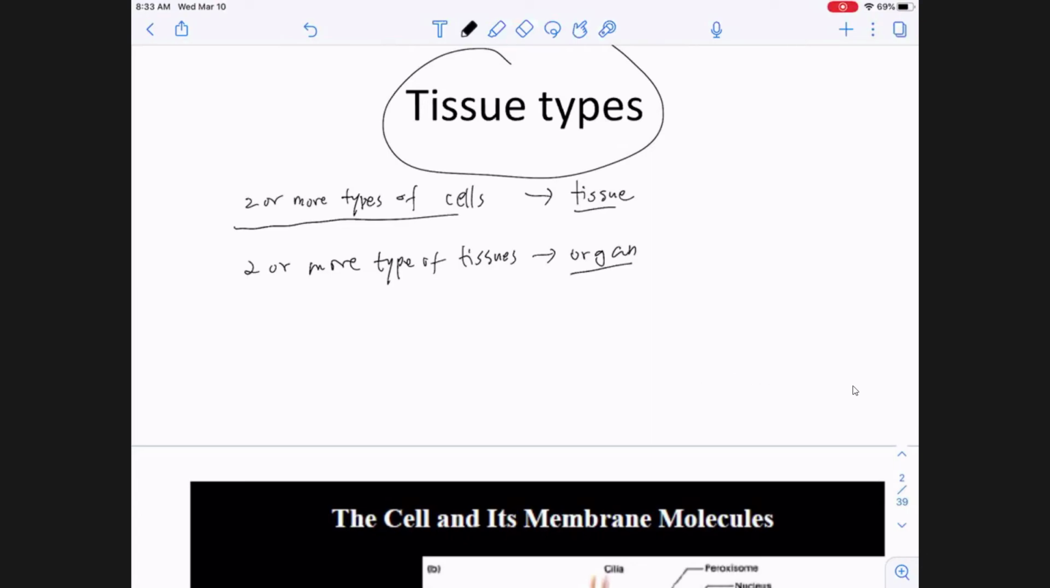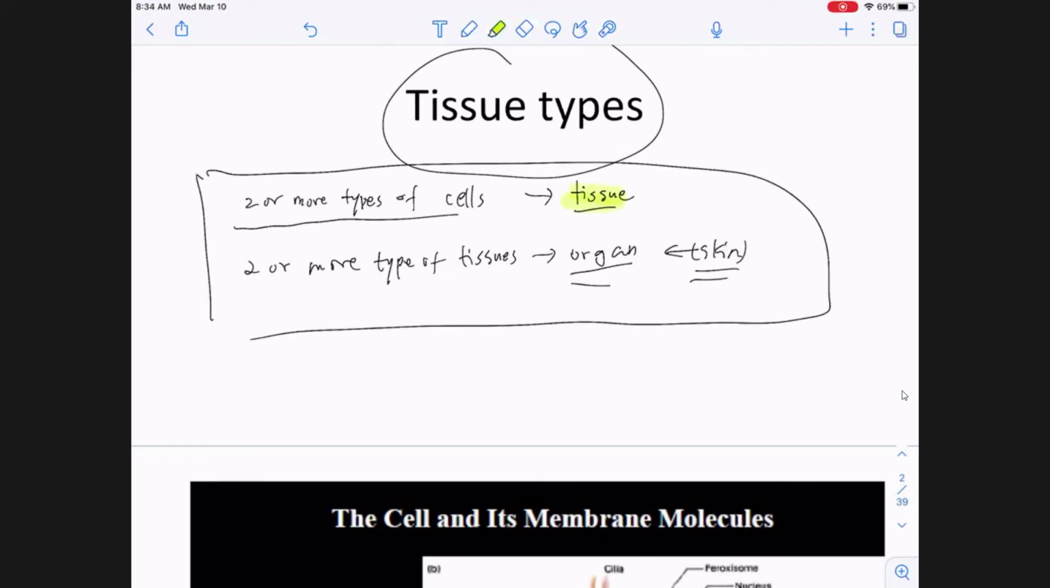For example, we have epithelial cells and the dermis layer, so the tissue together makes skin, which is an organ. In the dermis layer we have fibroblast cells and blood capillary related cells or nerve. So skin is the organ and dermis is the tissue. Here is a general introduction about tissue and organ: two or more types of cells make a tissue, and two or more tissues make the organ.